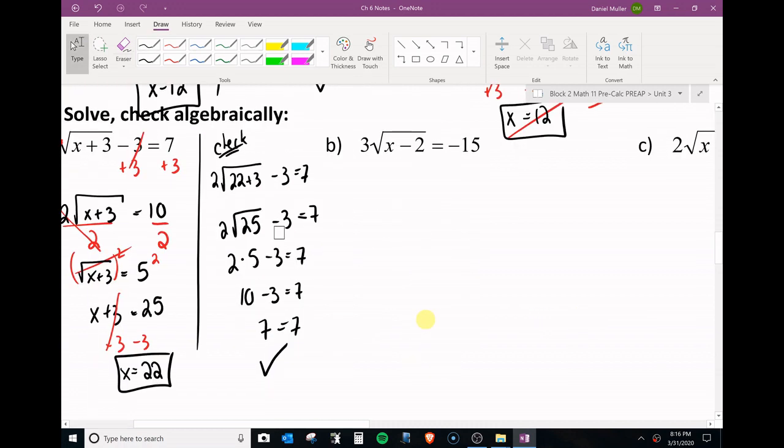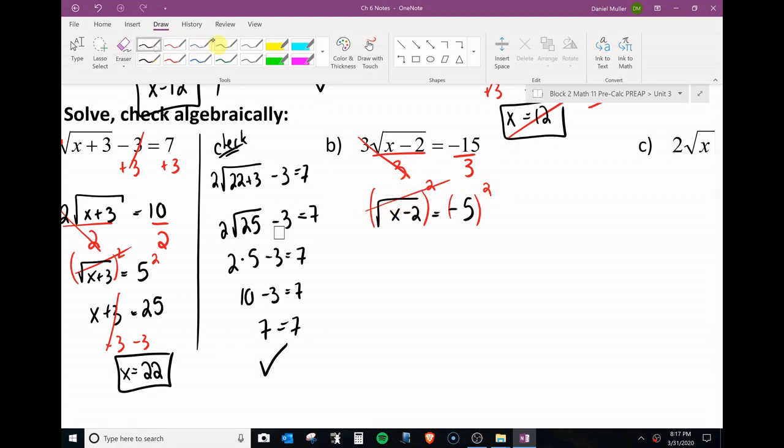Let's try the next question here. Getting rid of any addition, subtraction? Well, there are none. I mean, there is, but it's inside brackets. So the first thing I can do is get rid of my multiplication or division. So I'll get rid of my multiplication by dividing. So I have the square root of x minus 2 equals negative 15 over 3, which is negative 5.